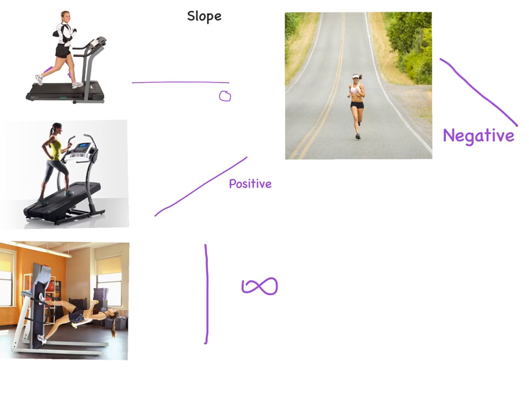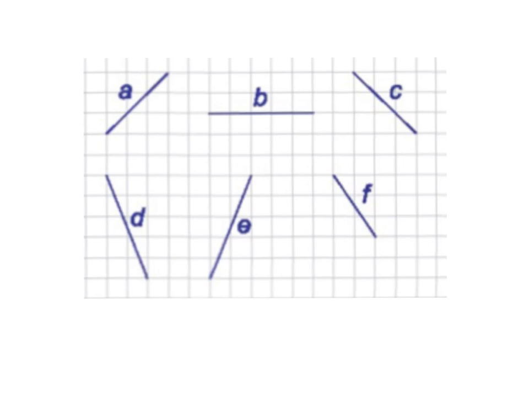Okay, so the most important thing about slopes is that you can recognize when the slope is 0, when the slope is positive, and when the slope is negative. Infinite slopes don't really come up at junior cert level. Okay, so here we have a selection of lines, and we're asked to explain whether the slopes here are positive, negative, or 0.